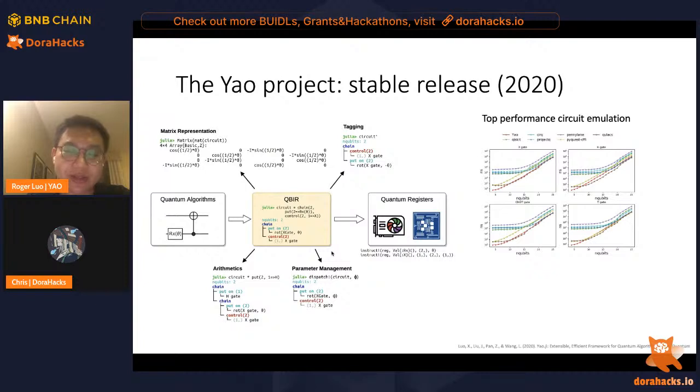On the right hand side, we have a very detailed benchmark of the performance of simulating quantum circuits using the uniform amplitude method, compared with other frameworks. We can see we're one of the frameworks that have the top performance compared to all other frameworks.